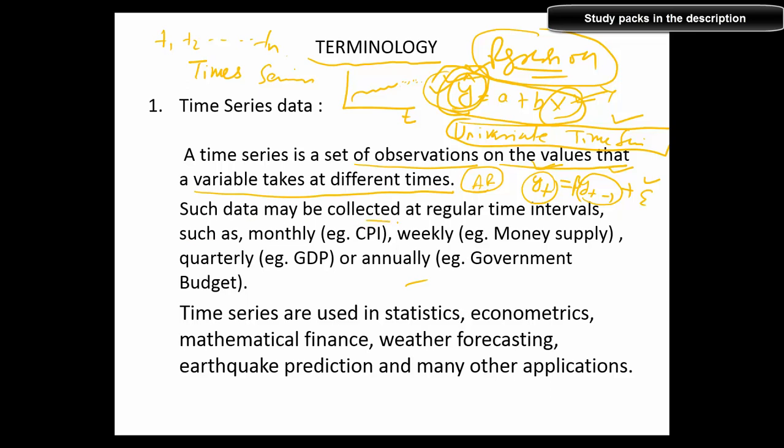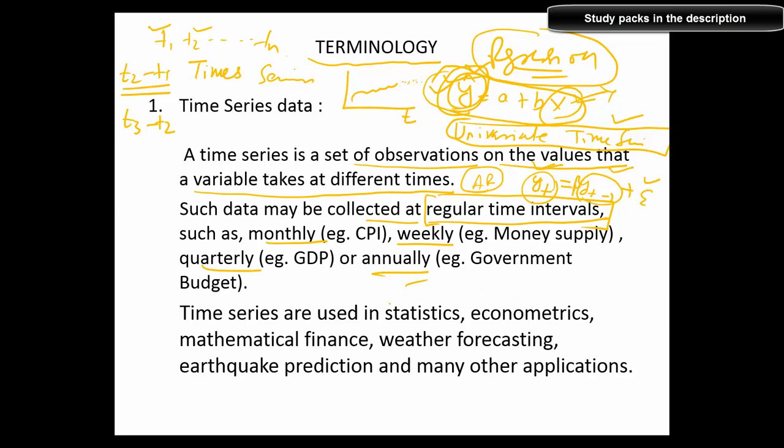Such data is collected at regular time intervals. Now this is important: regular time intervals. That means the interval between the time periods, t1, t2, and so on, should be exactly the same. t2 minus t1 should be exactly the same as t3 minus t2. It should be either monthly, weekly, quarterly, or annually. It should be 1 year, 1 month, 3 months, 1 week, or daily, 24 hours, but it has to be the same. You cannot have a difference of 1 day and then a difference of 3 days. That's not time series data.